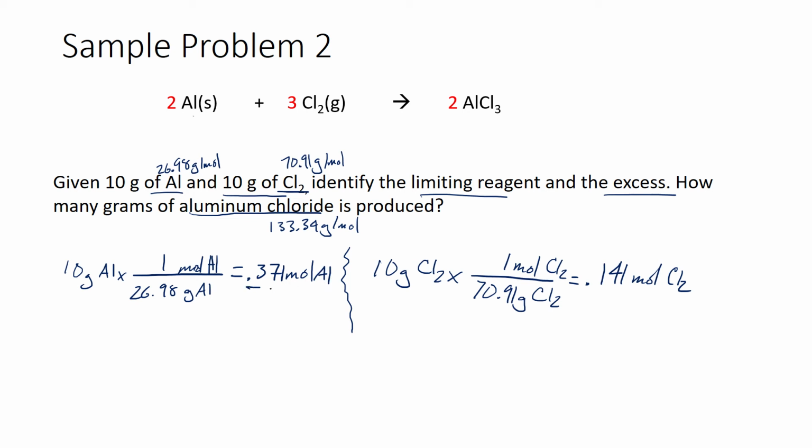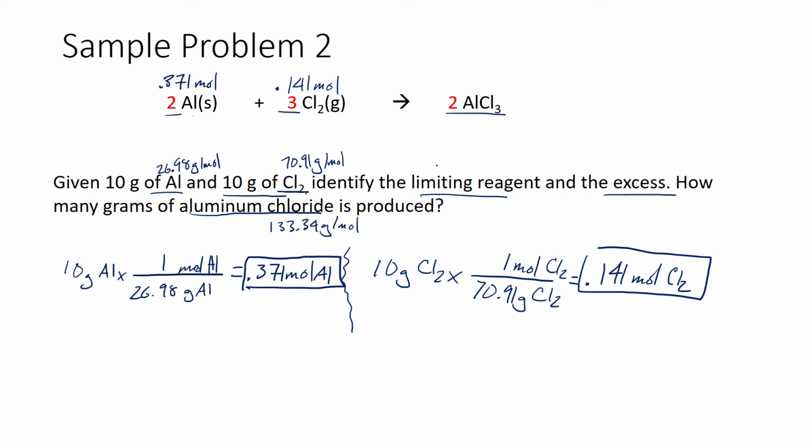You know, we're not done yet. These 2 numbers refer to the total moles that you have for these things, right? But if you look at the chemical equation, it's not a simple 1-to-1 ratio. So here we have 0.371 moles of aluminum, and here we have 0.141 moles of chlorine. But we also know that it takes 2 parts aluminum and 3 parts chlorine to make 2 things of aluminum chloride, right? 2 parts aluminum and 3 parts chlorine.